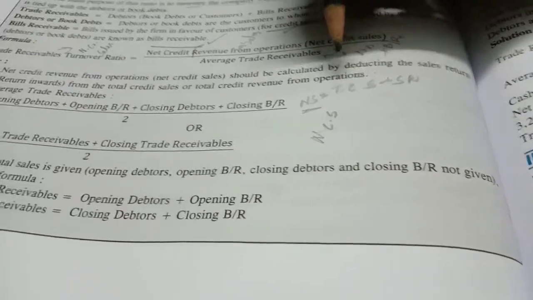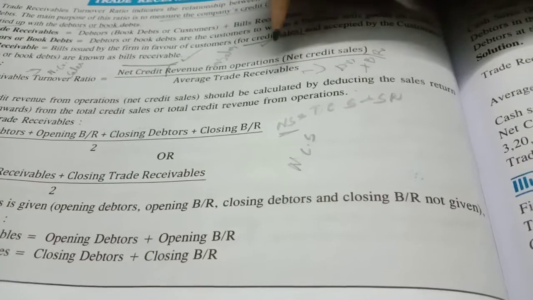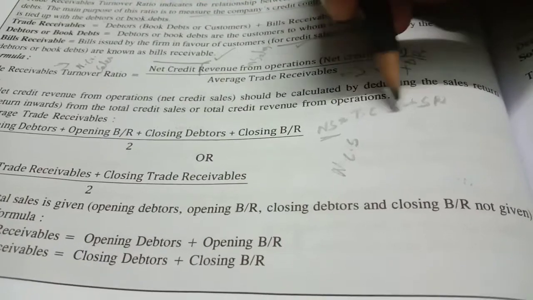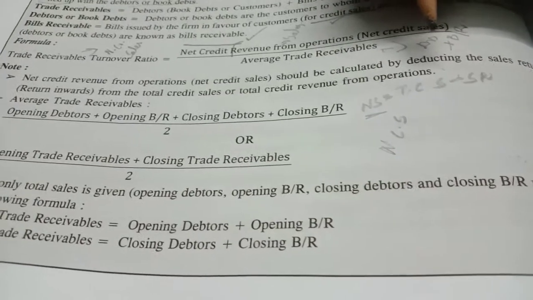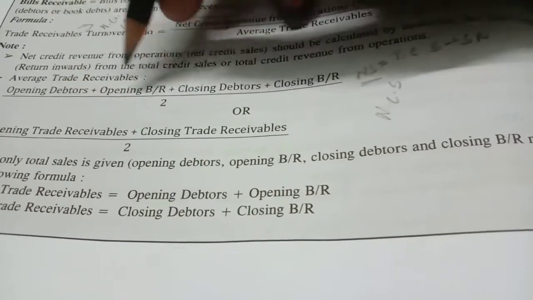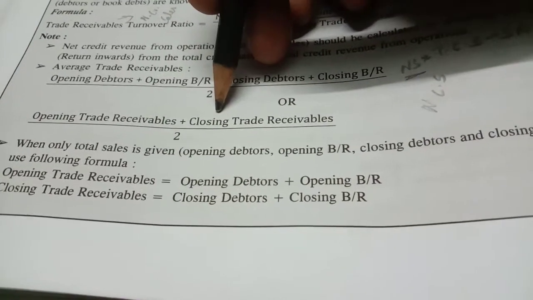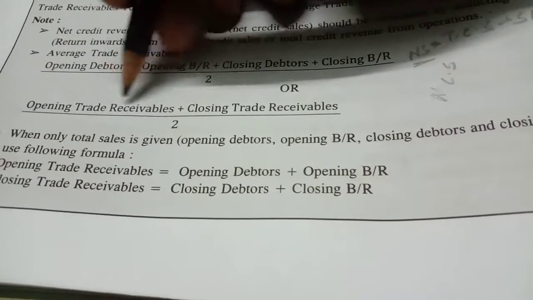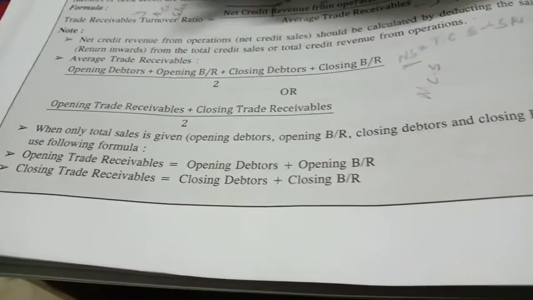Okay. To find the net sales, we subtract sales return from total sales. The same formula: in order to find the net credit sales, we subtract the sales return from the total credit sales. Okay. Next, how to find the average trade receivable: opening debtors plus opening bills receivable plus closing debtors plus closing bills receivable divided by 2. Debtors plus bills receivable is called trade receivable. So opening trade receivable plus closing trade receivable divided by 2. Okay.